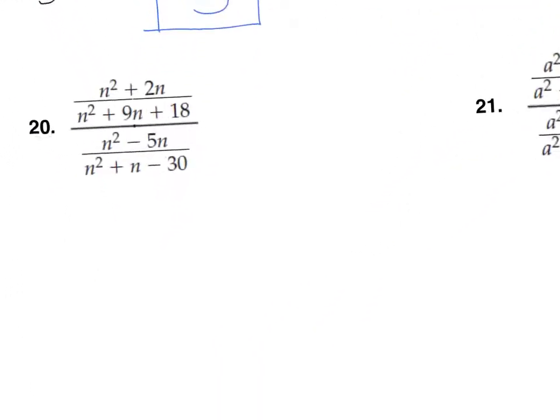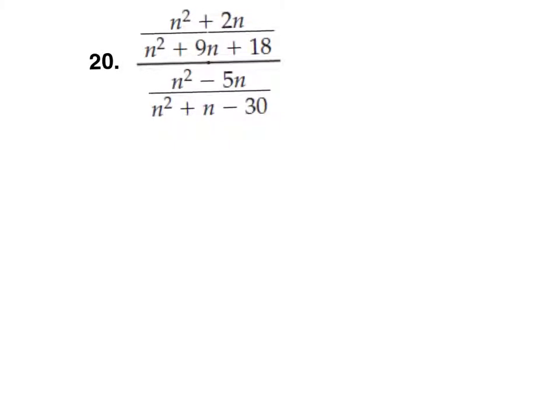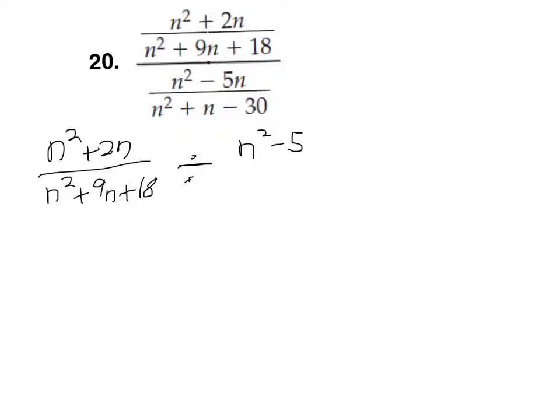All right, we've got a couple more of these complex fractions. Let's go to number 20. So first I'm just going to rewrite it. n squared plus 2n over n squared plus 9n plus 18, divided by n squared minus 5n over n squared plus n minus 30. Make sure when you're recopying it that you copy it correctly. Now, yes, we know we will need to flip the second one, but let's also factor everything. So starting with the first fraction in the numerator, can I factor anything there?